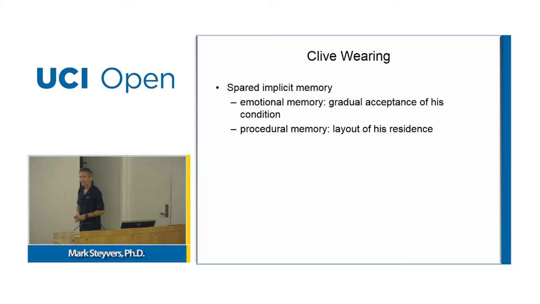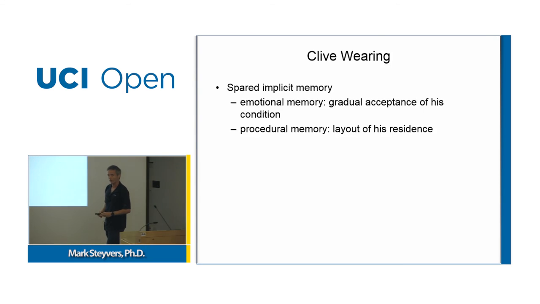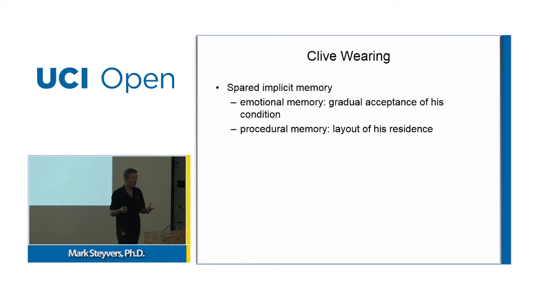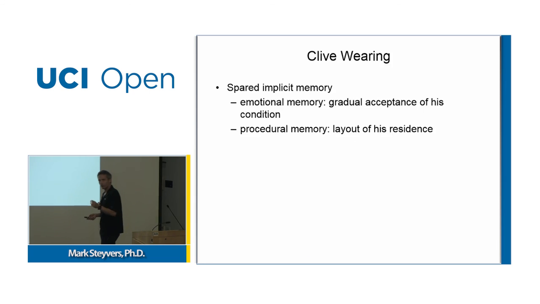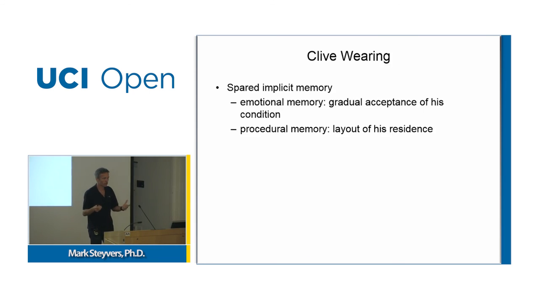So, Clive is learning some things, and all of that goes through his implicit memory system. He did become aware of his situation, his condition. He gradually accepted that there is a big void in his memory. He also became aware of the layout of his house.